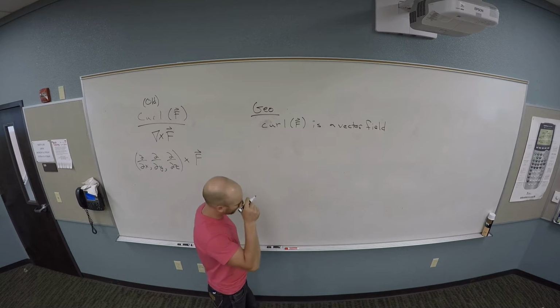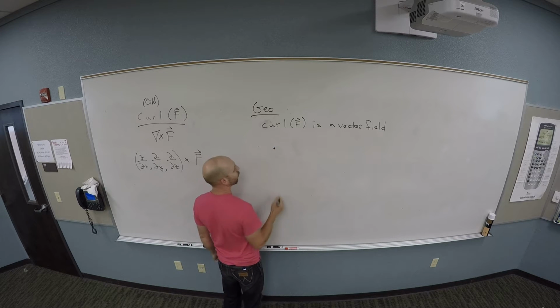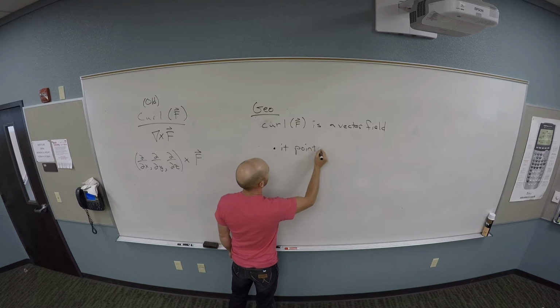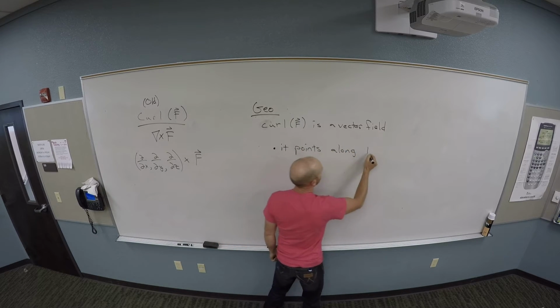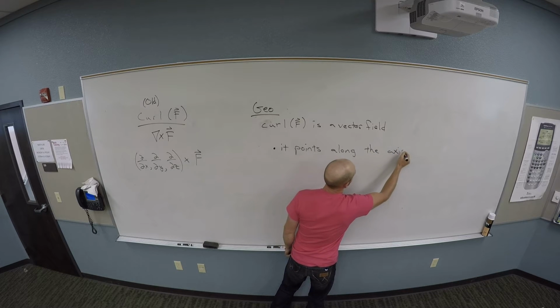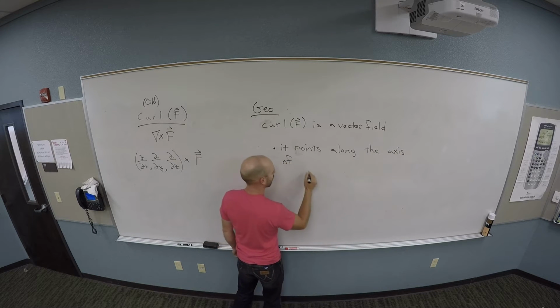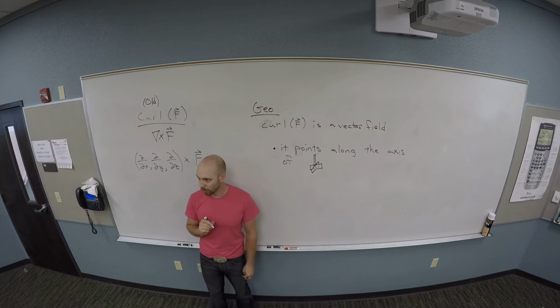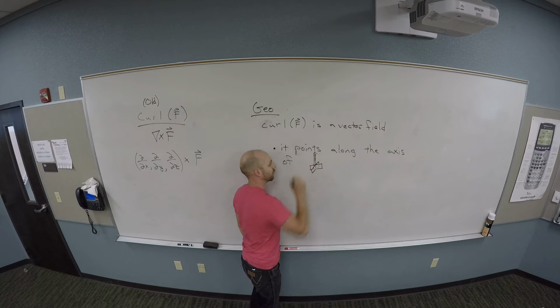And that curl of F, the vector field, has two properties. One, it points along the axis of that little paddle wheel thing. So let's see if I can draw one of these. So it points along the axis of the little paddle wheel deal. So there's going to be your direction.